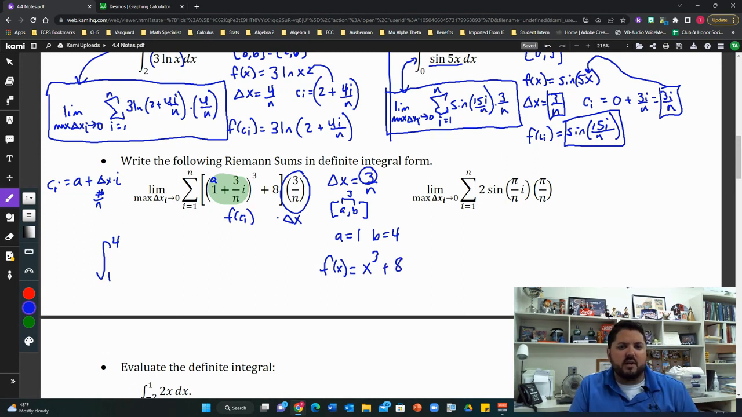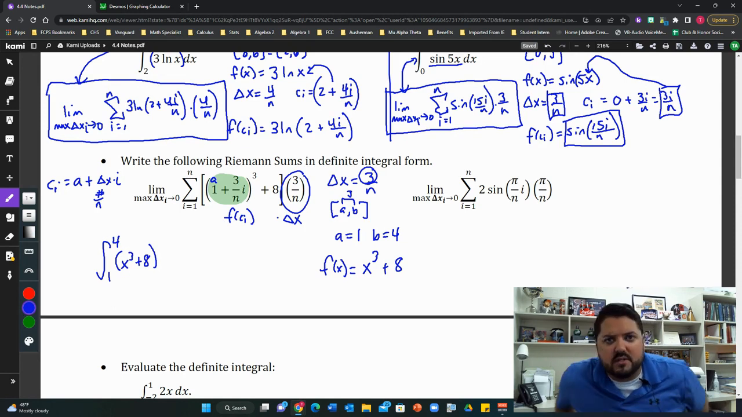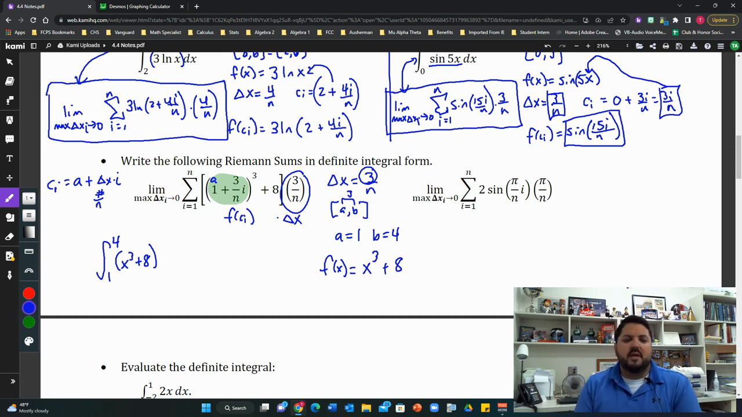To finish our definite integral, we take our function, and the same notational rules apply as when we were working with these indefinite integrals at the beginning of the unit. If I have a function that's more than one term, then we have to put parentheses around it before we put that dx on there. Keep in mind, this was originally a function of f of c sub i quantity multiplied by delta x quantity. That's why we have to have those parentheses around there.